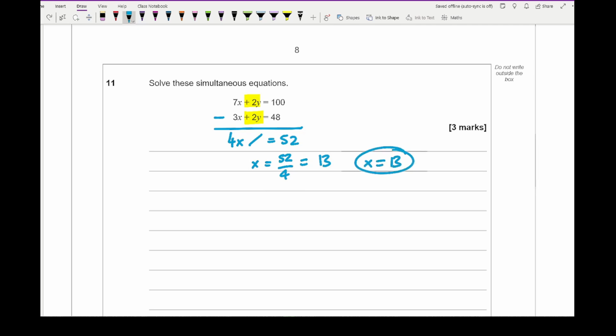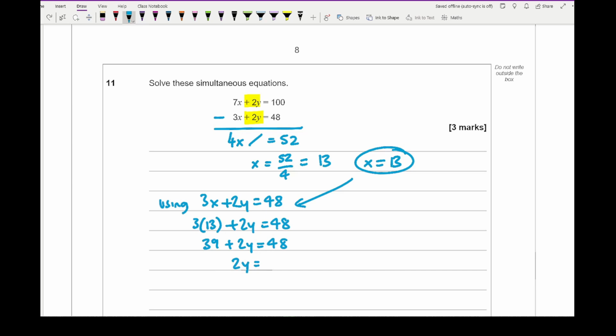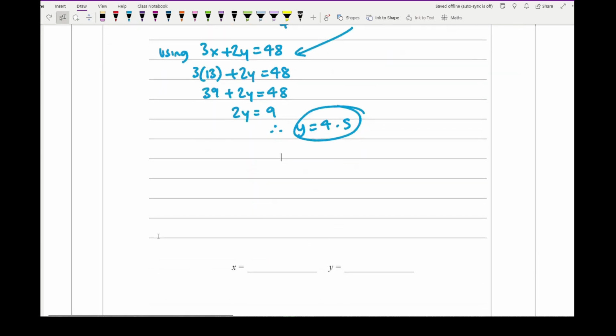Then once I know the value of x, I pick one of the equations. Using 3x plus 2y equals 48 and substituting x equals 13, I've got 3 lots of 13 plus 2y equals 48. 3 times 13 is 39, so 39 plus 2y equals 48. Taking the 39 over to the other side, I get 2y equals 9, giving me a y value of 4.5. So there are my two values: x equals 13 and y equals 4.5, or you could write it as the fraction 9 over 2.